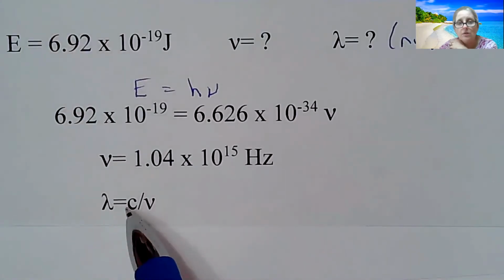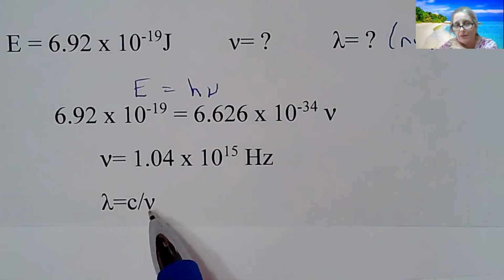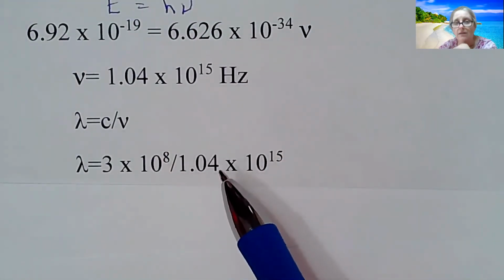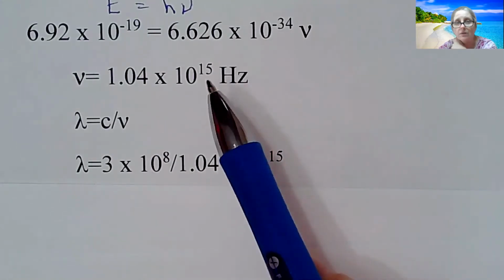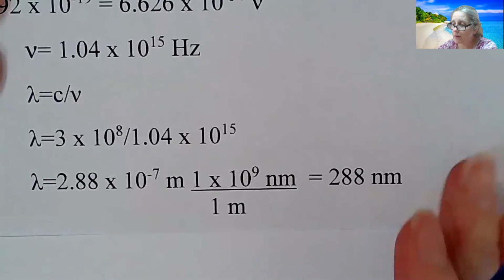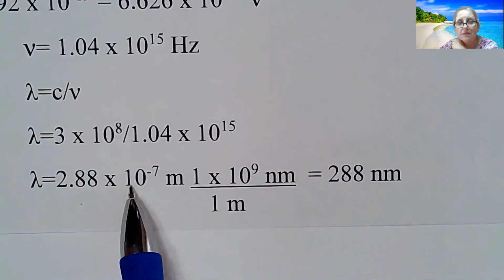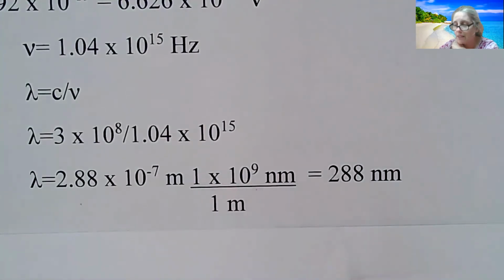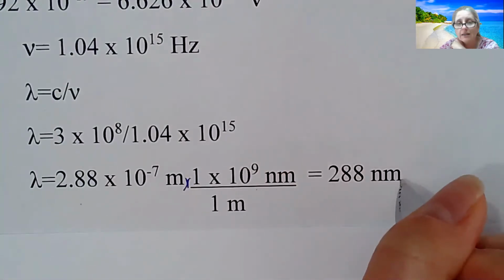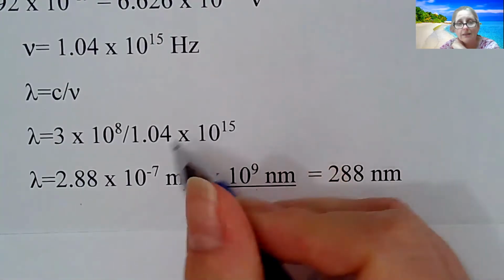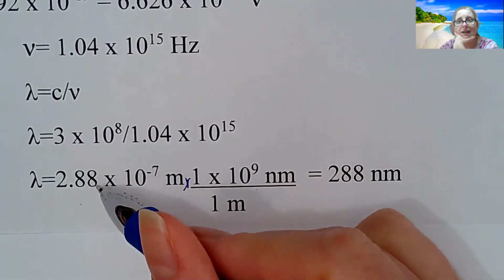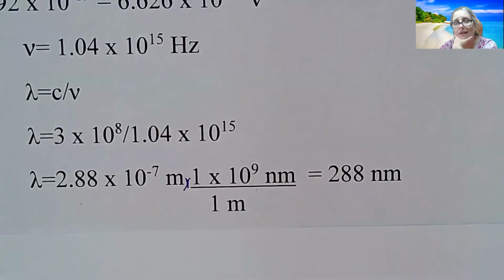So wavelength is equal to speed of light divided by frequency. So I'm going to take 3 times the 10 to the 8th and divide it by 1.04 times 10 to the 15th, which is my frequency. And I'm going to end up with my wavelength. Well, I end up with 2.88 times 10 to the negative 7th meter. And I have to convert that to nanometers. So I'm going to multiply it by 1 times 10 to the negative 9th, and I get 288 nanometers. Again, 9 and a minus 7 ends up with 10 to the second. That means you're multiplying 2.88 by 100, you get 288 nanometers. Again, this could all be done with your calculator.